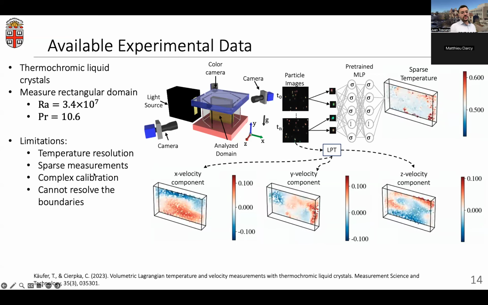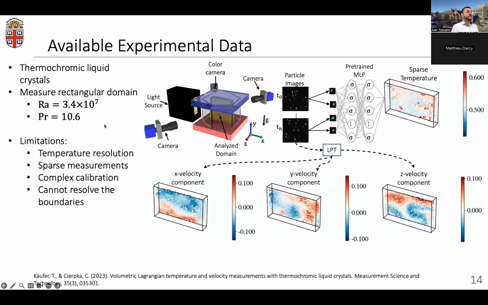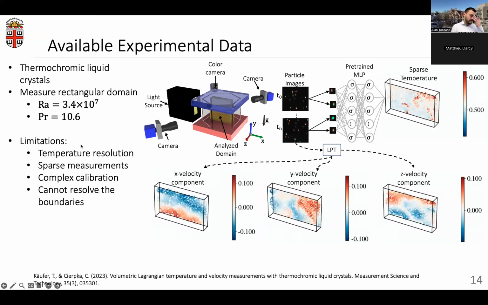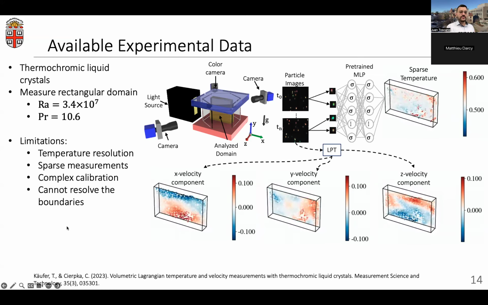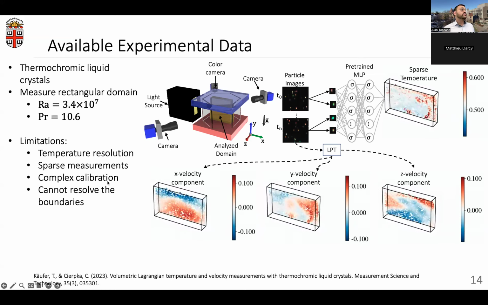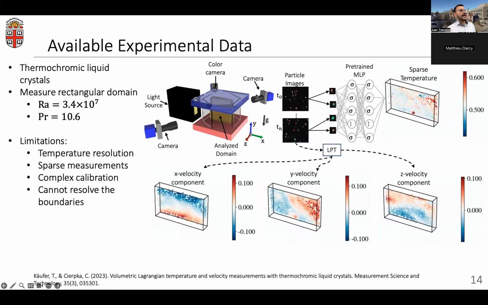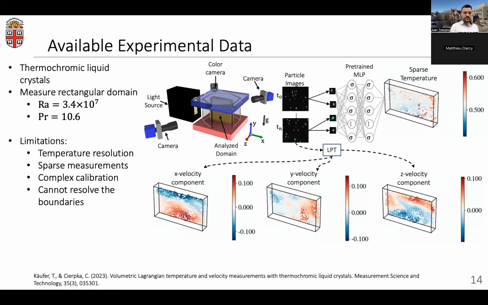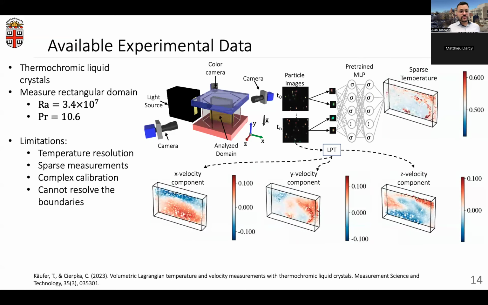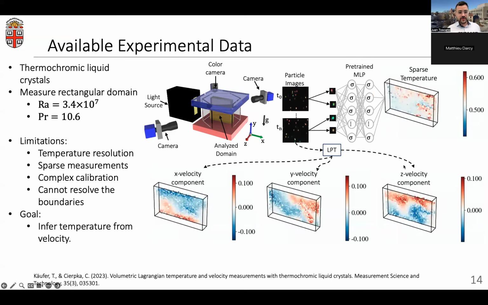Yeah, there are some limitations. For example, the temperature resolution of these crystals does not cover the full spectrum. You can only do it for sparse measurements. Even though you have a lot of points, it's still sparse. It requires some complex calibration, which means that it's prone to noise, and it cannot resolve the boundaries, because near the boundaries your temperature will be either really high or really low, and then it goes out of the sensitivity of your sensors, and so you're not able to resolve that.